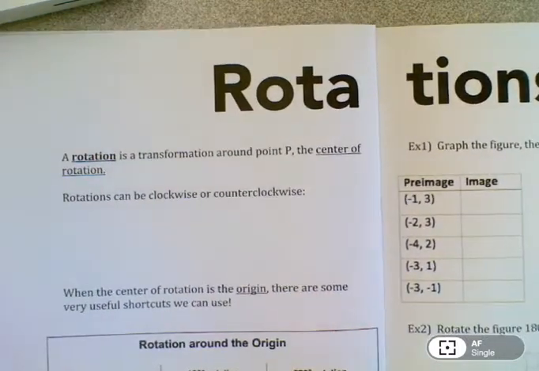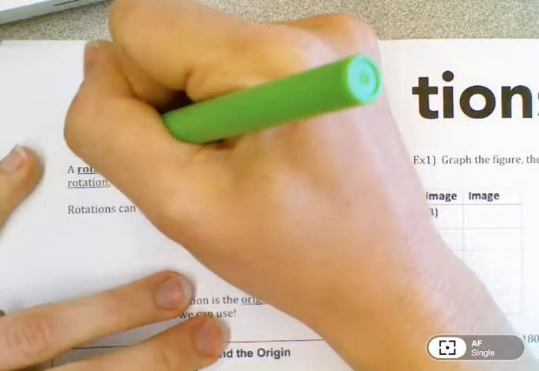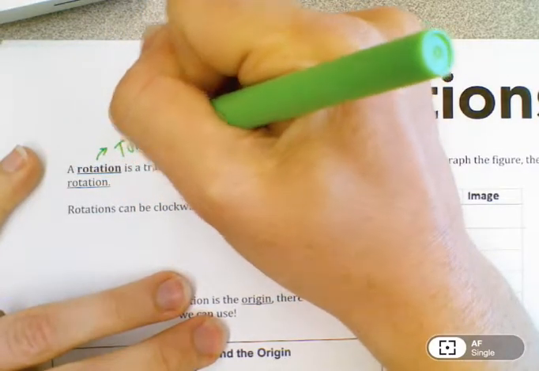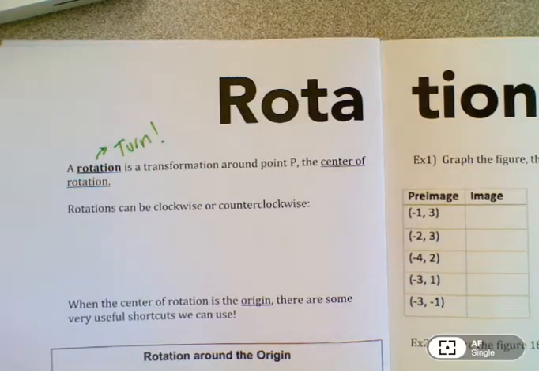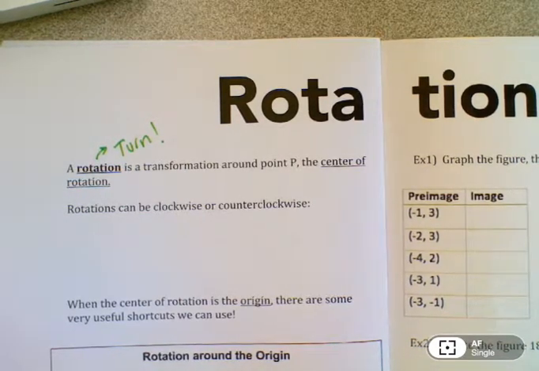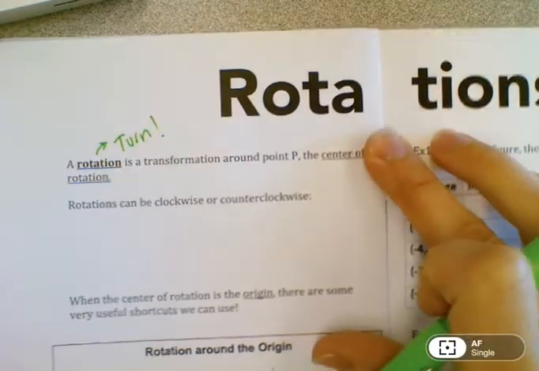So a rotation is a turn. So you can just write here, turn. It's a turn. And it's a transformation around a point, which is the center of rotation. So we can turn something lots of different ways, but we need to know what we're turning it around, what we're spinning it around. And so where we're spinning it is called the center of rotation. And rotations can be clockwise or counterclockwise.